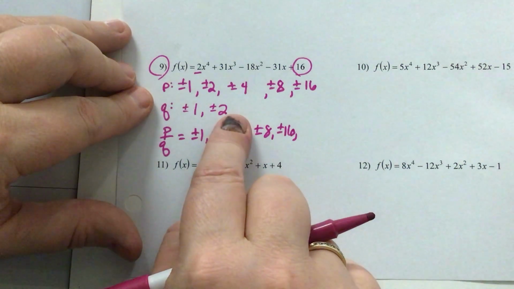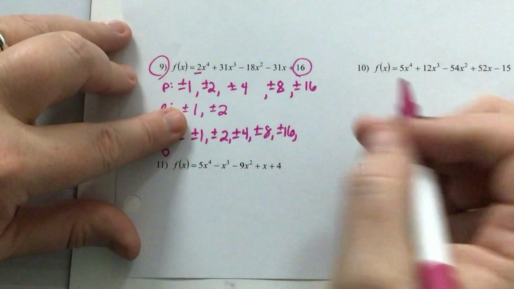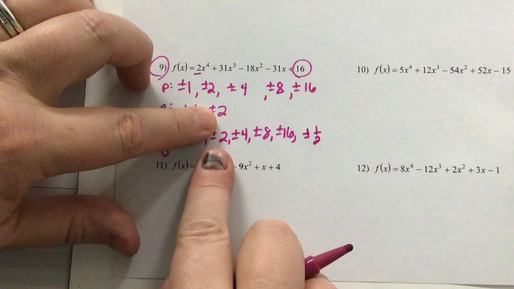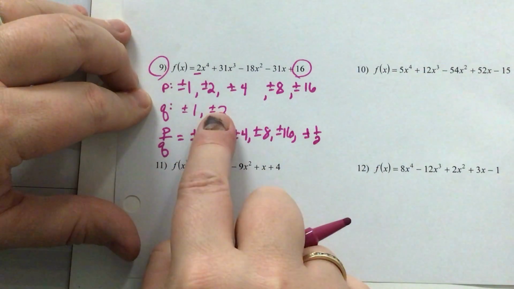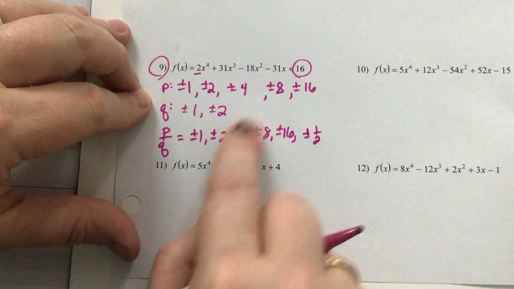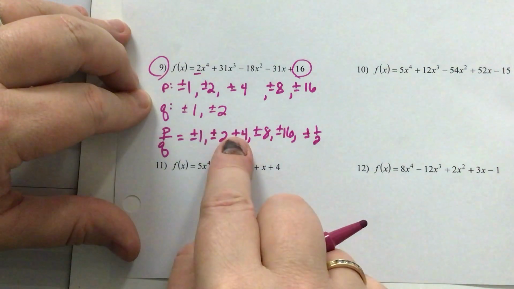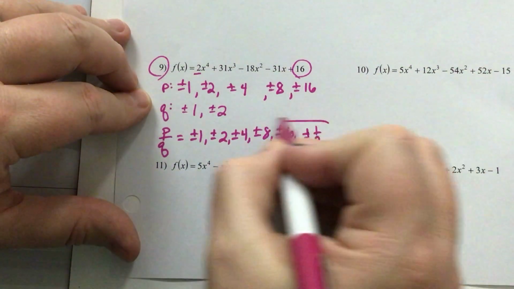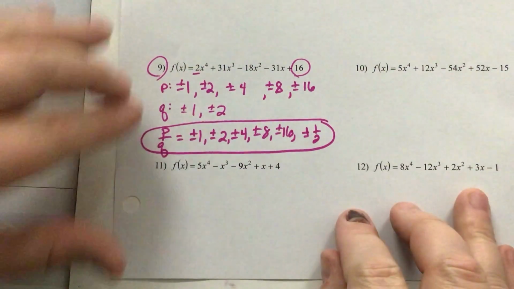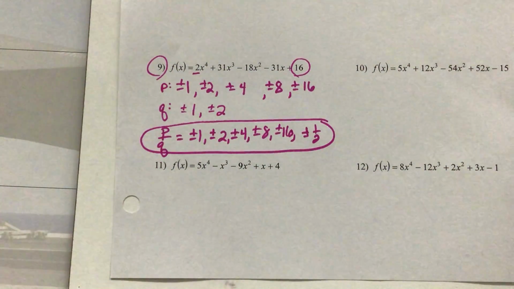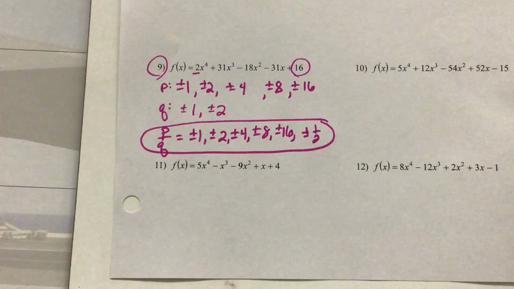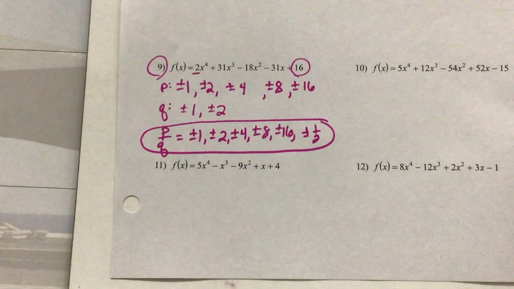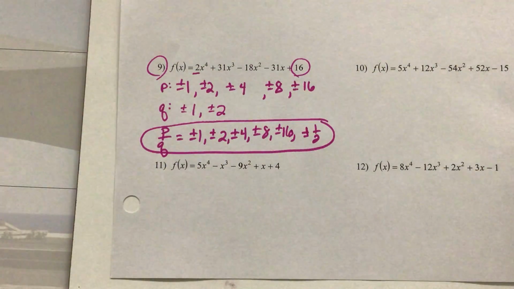because 2 is my other q value. So what's 1 over 2? 1 half. What's 2 over 2? 1. I got that one listed. Yep. What's 4 over 2? 2. Got that one listed. 8 over 2? 4. Got that one listed, right? 16 over 2? 8. Got that one listed. So these are my possible answers. So this is what we're focusing on today. Can you list the possible rational zeros? That's it. Okay, let's do one more.